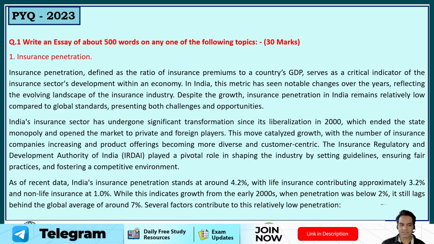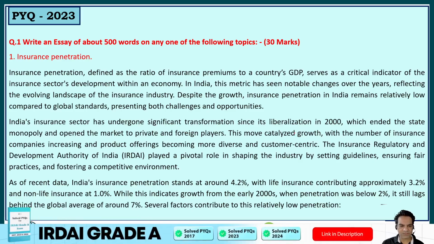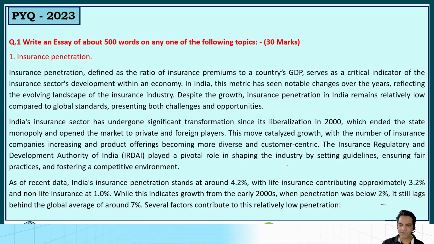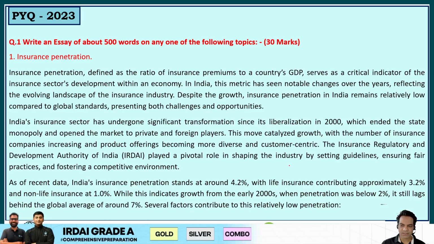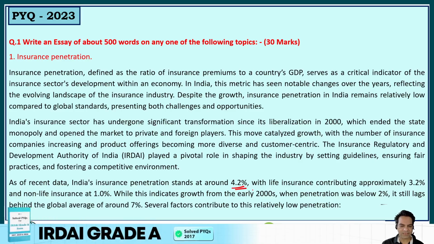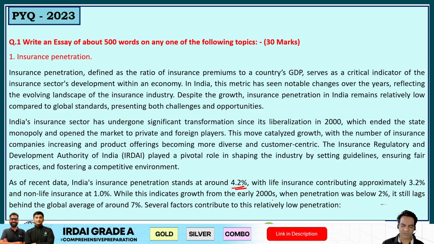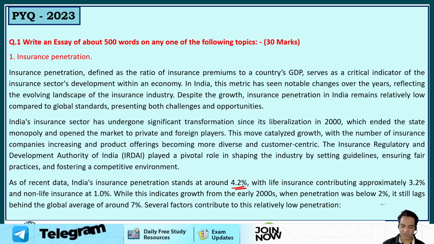Then we say that the insurance sector has undergone significant transformation since liberalization in the 2000s. Then the regulatory body IRDAI played a pivotal role in shaping this industry by setting guidelines, ensuring fair practices and fostering a competitive environment. As per the recent data, the insurance penetration stands around 4.2%, with life insurance contributing approximately 3.2% and non-life insurance 1%. This indicates growth from the early 2000s, when the penetration was below 2%, and it still lags behind the global average of around 7%. So we still have a lot to do.